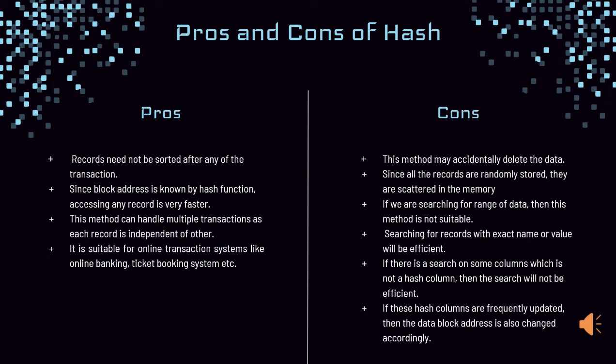The third one is this method can handle multiple transactions as each record is independent of the others. For example, since there is no dependency on storage location for each record, multiple records can be accessed at the same time. The fourth one is it is suitable for online transaction systems like online banking, ticket booking system, etc. Next is cons. The first one is this method may accidentally delete the data.